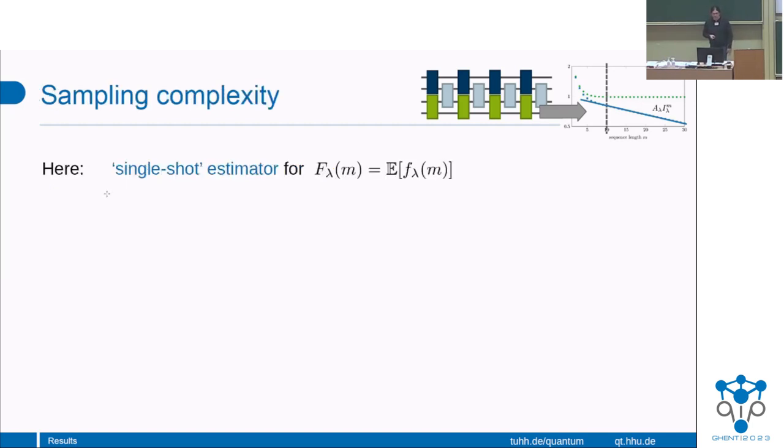But the nice thing is that you can also do this perturbation theory to obtain sampling complexity bounds. So here we consider a single-shot estimator for our fidelity, meaning we sample exactly once per random circuit. So we measure once per random circuit. You could also analyze other estimators in a similar fashion, but you will find out that their variance will actually be larger in general.